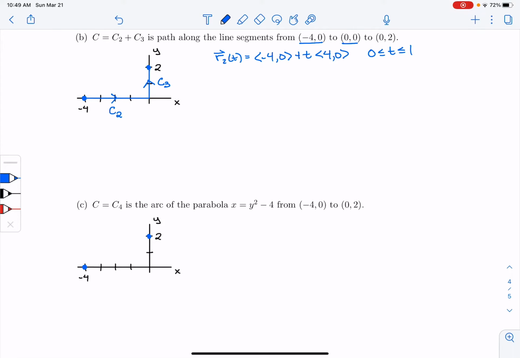Then I'm going to look along the path r3 of t. And along the path r3 of t, I'm going to start at the point (0, 0). And I'm going to add t times the ⟨0, 2⟩ direction. That starts me at (0, 0) at time t equals 0, and then at time t equals 1, I end up at (0, 2).